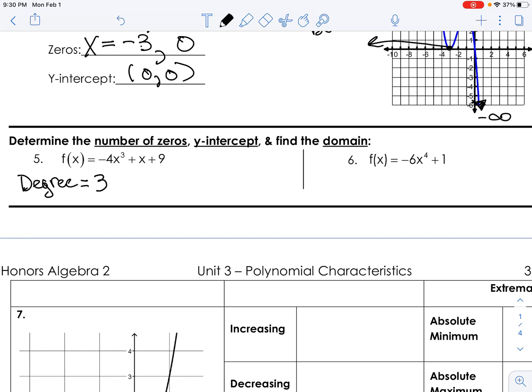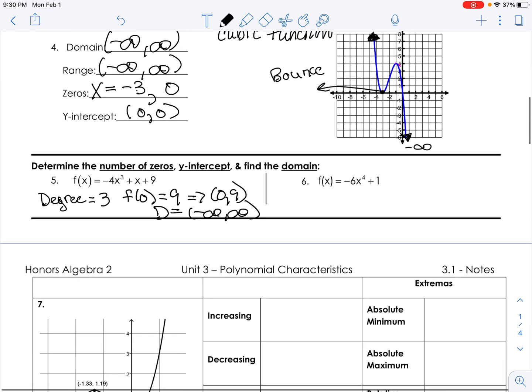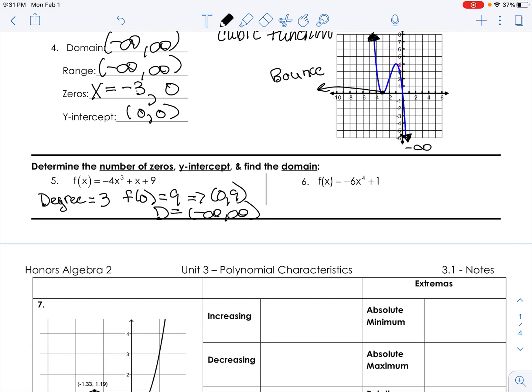The y-intercept. The y-intercept is what f of 0 is. So for the y-intercept, we're going to do f of 0, and that's going to be 9, and that translates into the point 0, 9. The domain, well, we know that the domain is all real numbers. All right, so the degree, that was a new vocabulary word. The degree of the polynomial is the highest exponent on the leading term when it's written in descending powers in standard form.